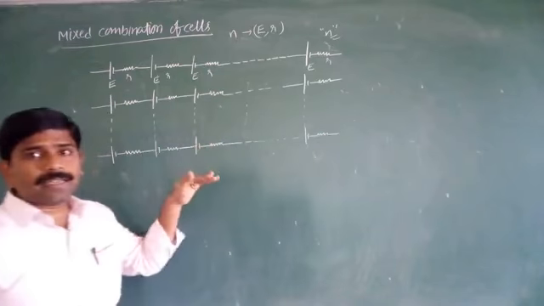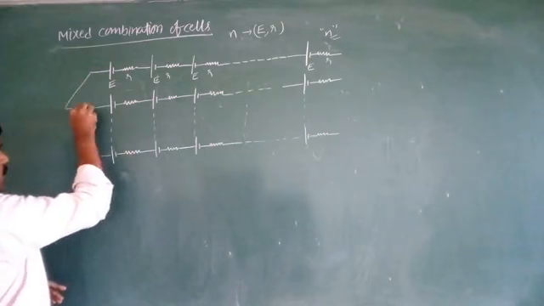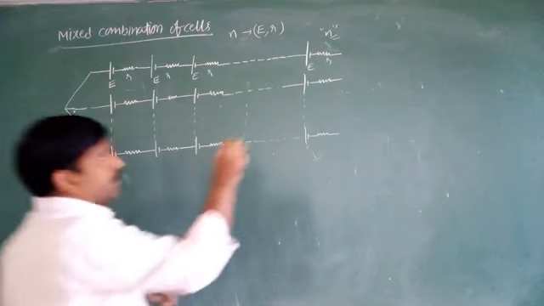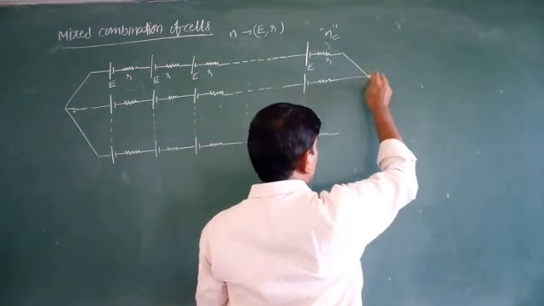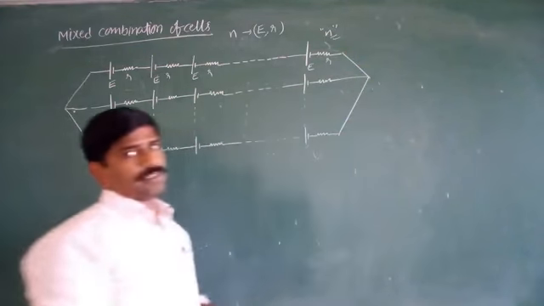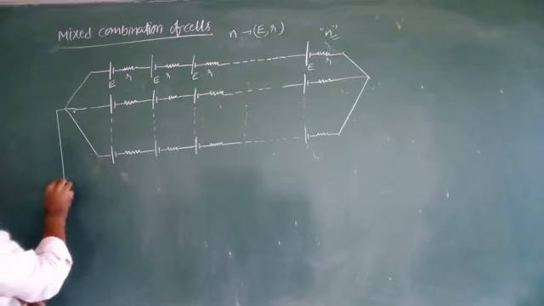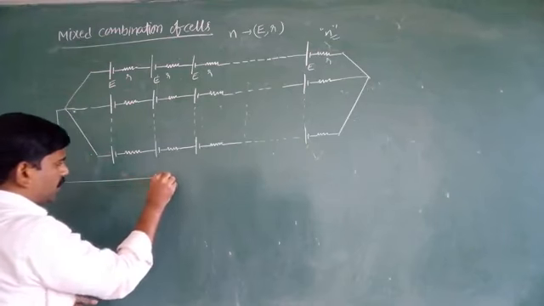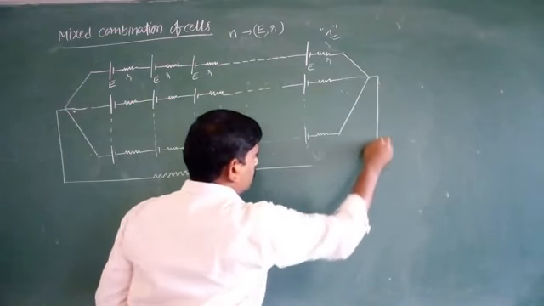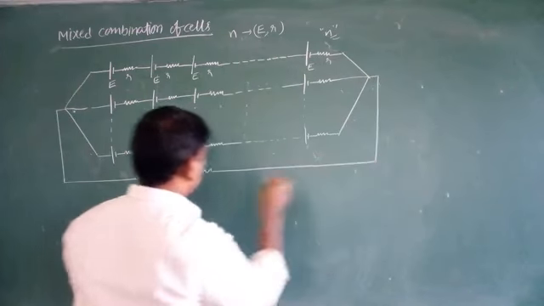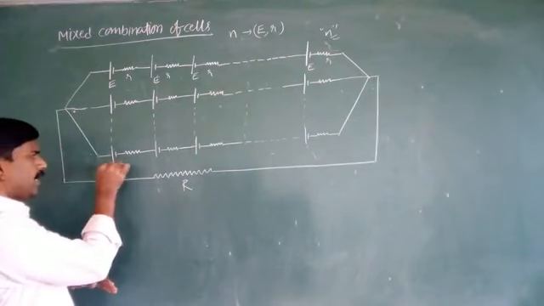Here all are connected in the parallel combination. M rows are there. In each row how many cells are there? N cells are there. Right now, this total mixed combination is connected to the external resistor capital R.